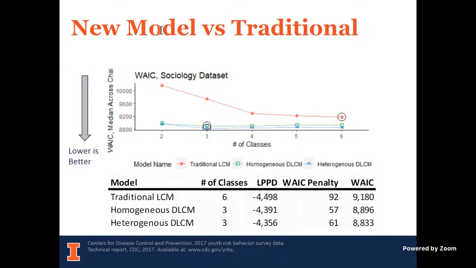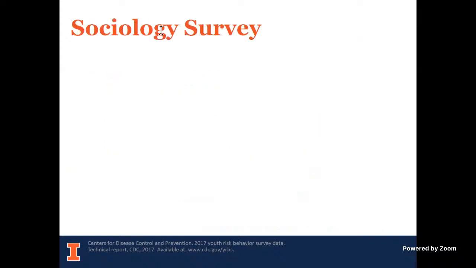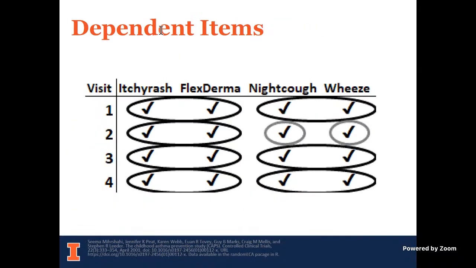In this case, we're differentiating between two types of dependent models. The first type is the homogeneous model. In the homogeneous model, these groups are the same for all related classes. In the heterogeneous model, these groups could vary from class to class.